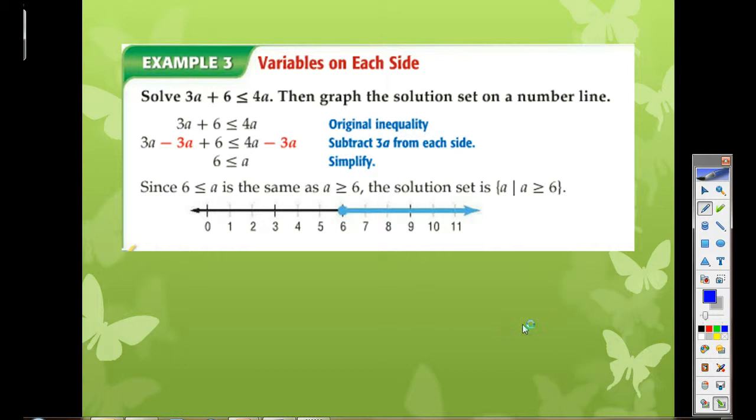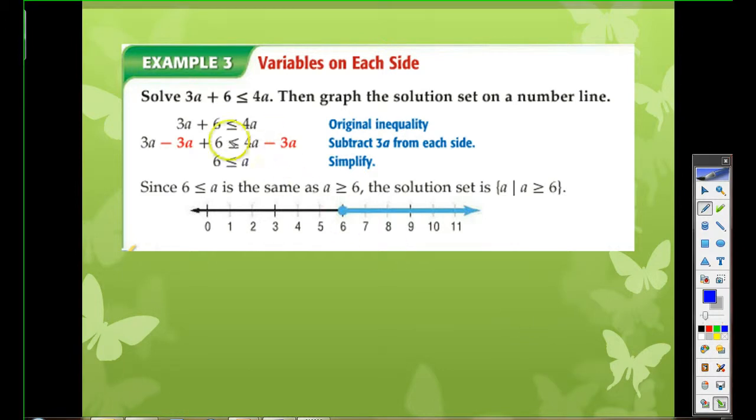Just as if you're solving an equation, if you have variables on each side, you need to eliminate one of them, and you did that by subtracting 3a on each side, and you have 6 less than or equal to 4a minus 3a, which makes it 1a. And just how we solve equations, if you have the letter on the right side, we can switch that. That means 6 is less than or equal to a, and right now it's opened up to a, so we're going to keep it opened up to a. So now a is greater than or equal to 6.